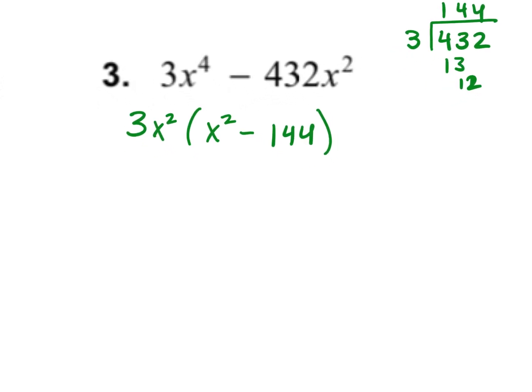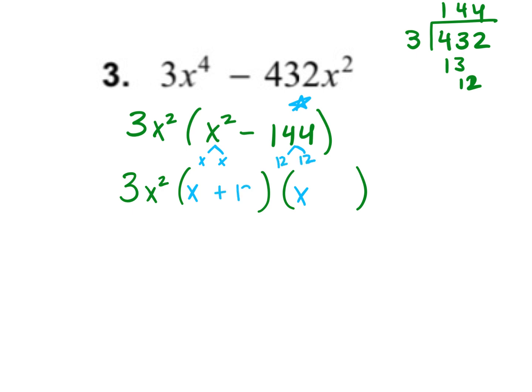Can I factor x squared minus 144? The answer is yes. What's special about x squared and 144? Difference of squares. So x squared would break down into x and x. What are 2 factors of 144? 12 and 12. So x plus 12 and x minus 12. So this would be our answer.